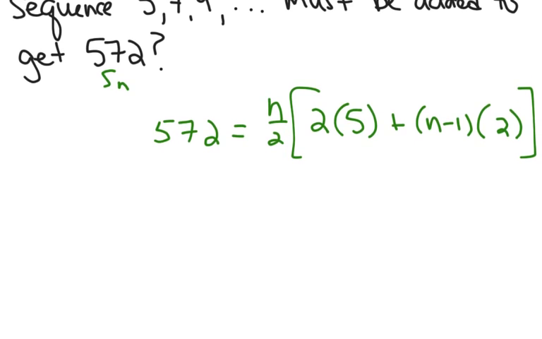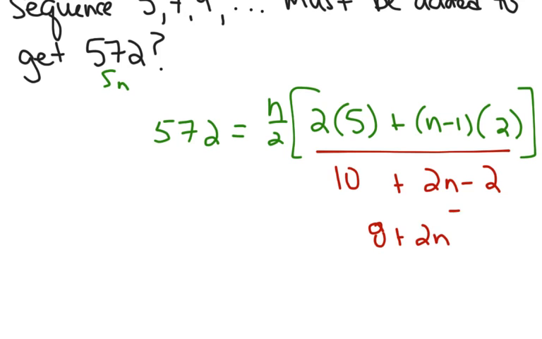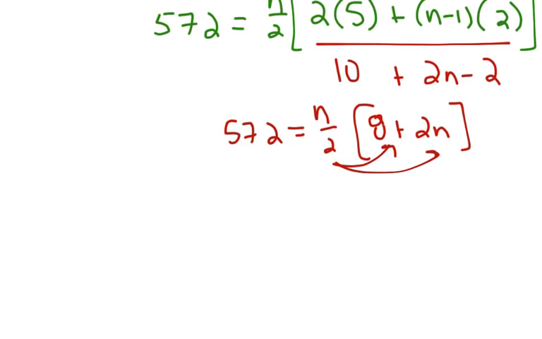So we're going to have to solve this algebra equation, but the first thing we have to do is a little bit of simplifying. So I'm going to simplify what's inside the brackets here. I get 10 plus 2n minus 2, so that's 8 plus 2n. Next, I'm going to distribute the n over 2. So I get 572 is equal to 4n plus n squared.